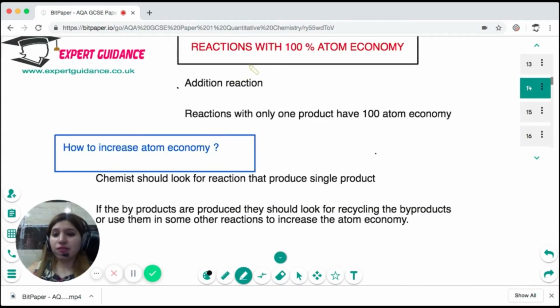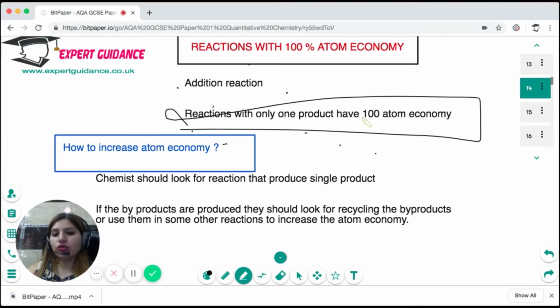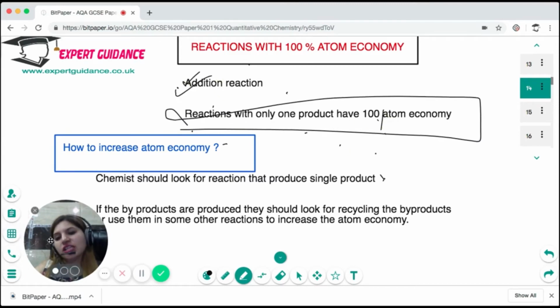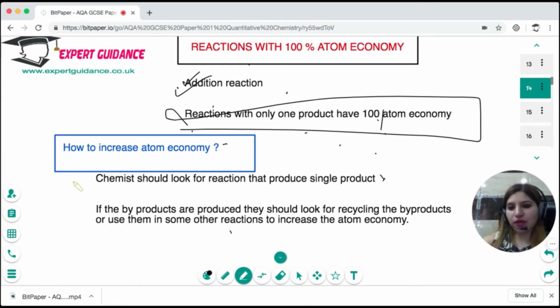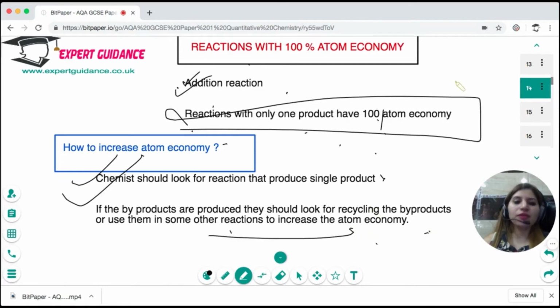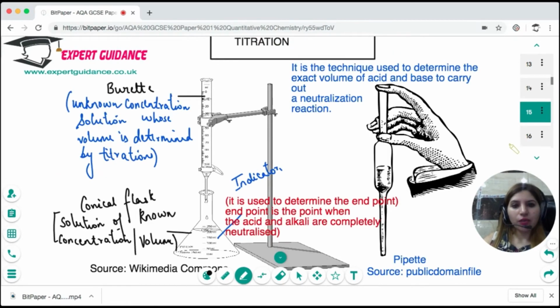Now, there are some reactions which have 100% atom economy. These are reactions which produce only one product. And what are those reactions that produce only one product? These are addition reactions. So how can scientists increase the atom economy? They can look for reactions that produce a single product and go for the addition reaction. And if any reaction is producing a byproduct, it is better to recycle it or use it in some other reaction to increase the atom economy. I hope the atom economy and the percentage yield are clear to you.